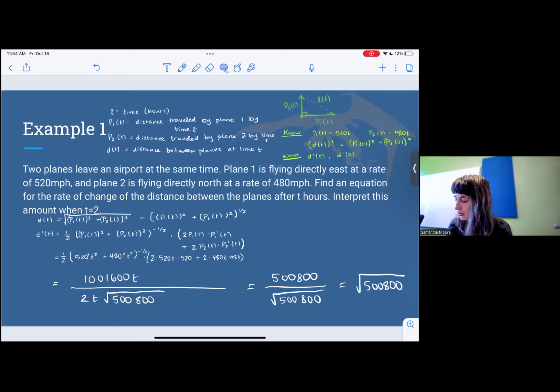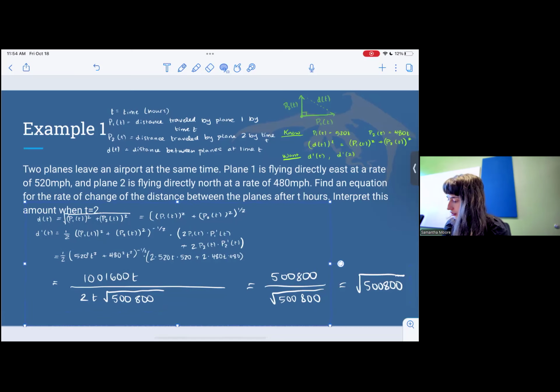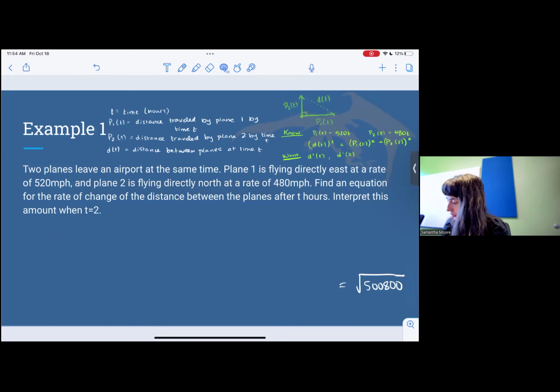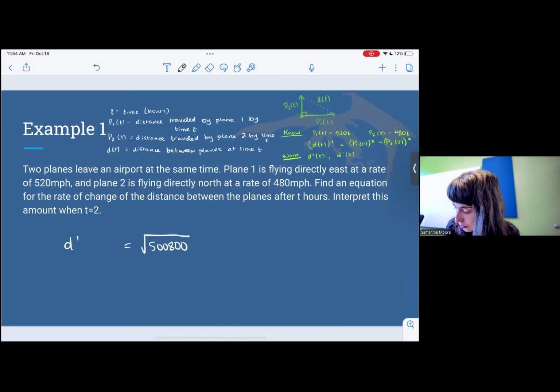And so from all of this work, we have now said that d prime of t equals that amount. So in particular, it also asks us about d prime of 2 and interpreting that. So since d prime of t is always that, d prime of 2 is going to be that.